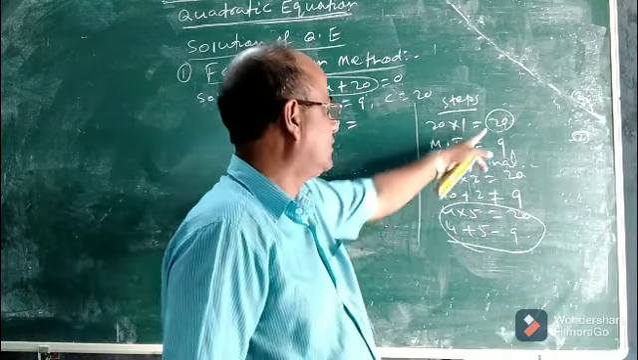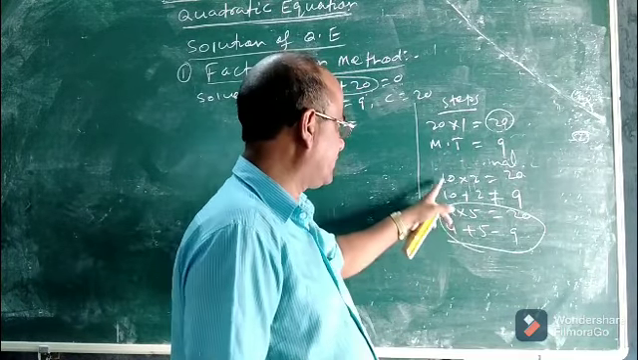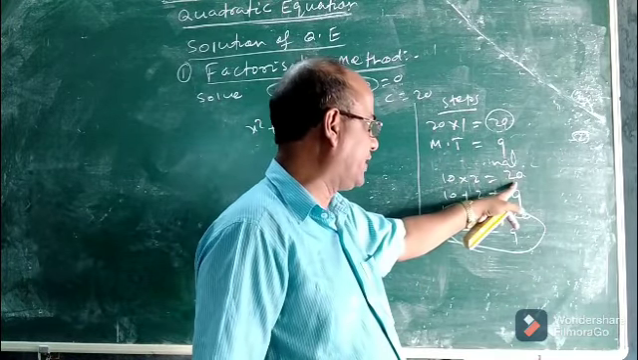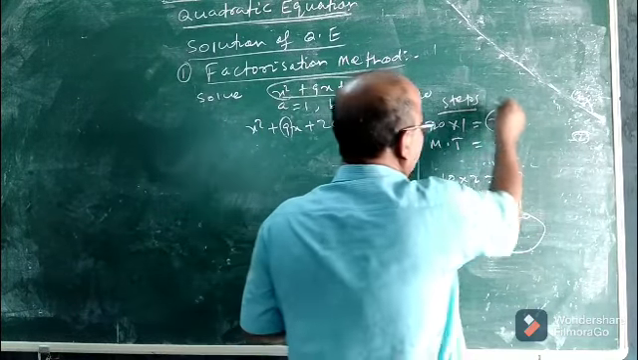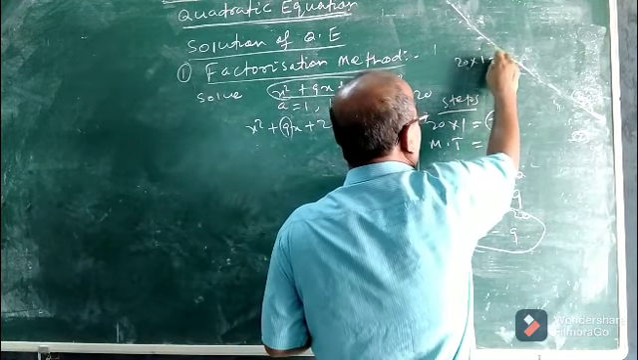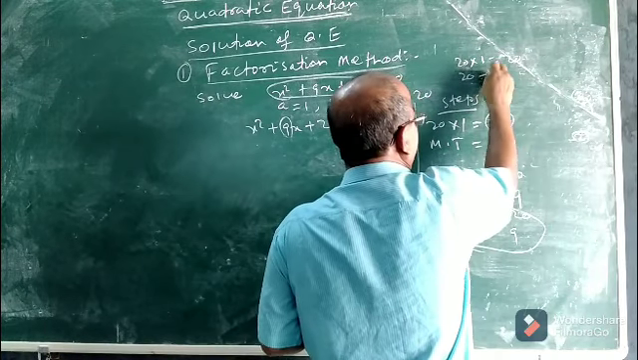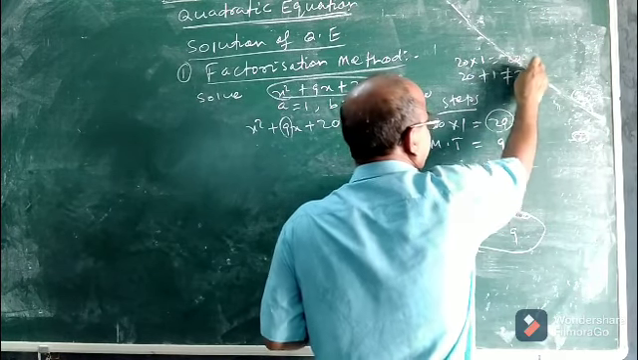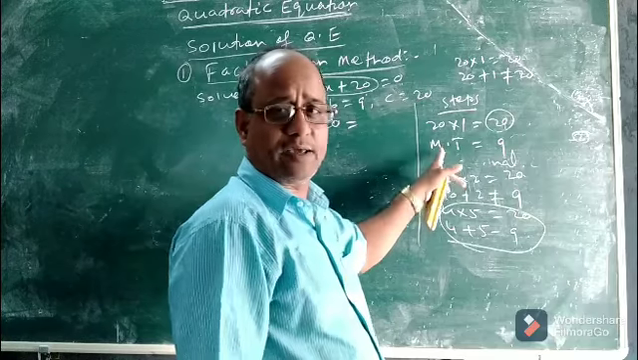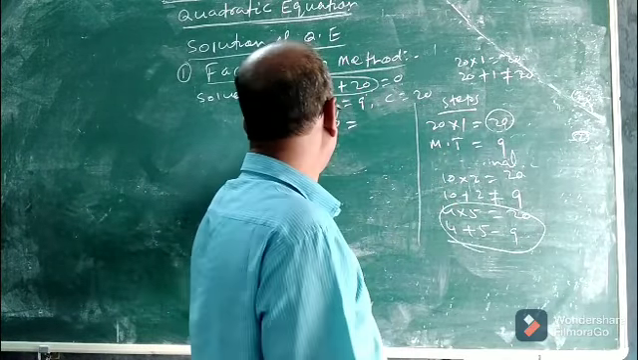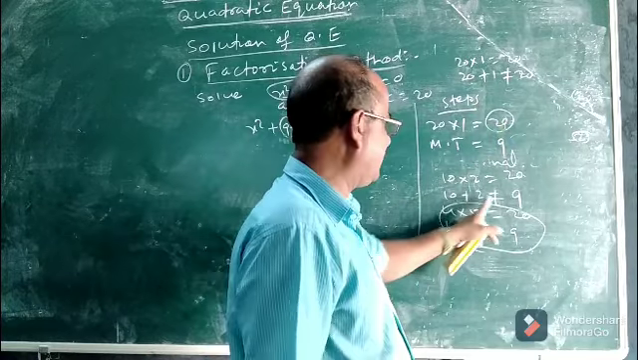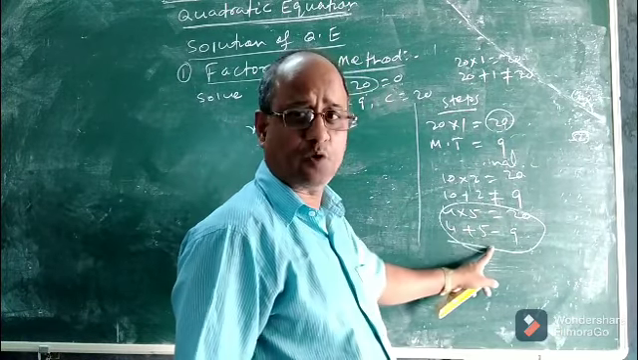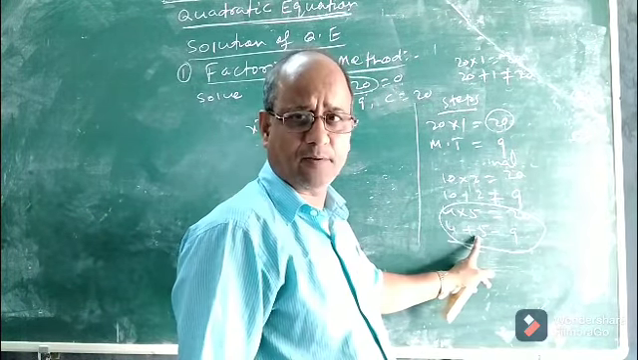Look at two numbers. If you take 10 and 2, 10 into 2 is 20, but 10 plus 2 is not equal to 9. Similarly, 20 into 1 is also 20, but 20 plus 1 is not equal to 9. So we cannot break 9 as 20 plus 1 or 10 plus 2. But if we break 9 as 4 plus 5, or 5 plus 4.